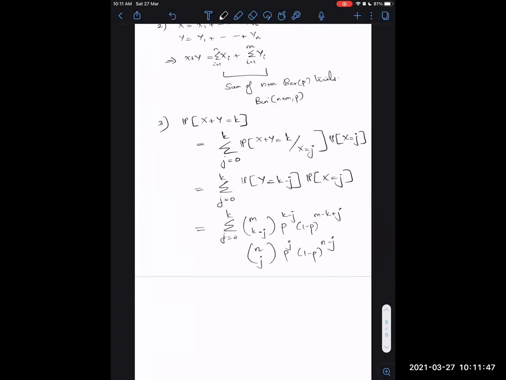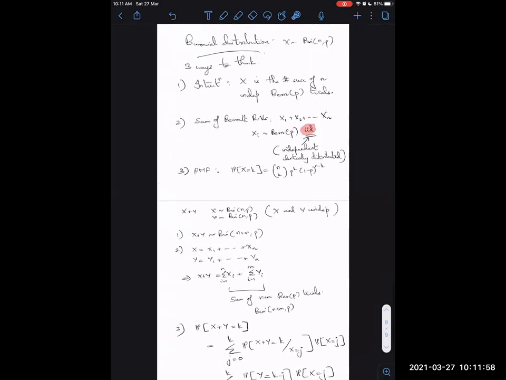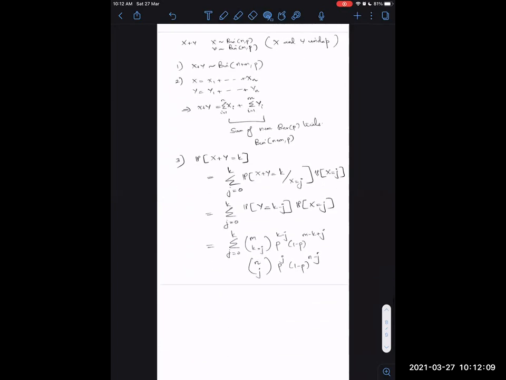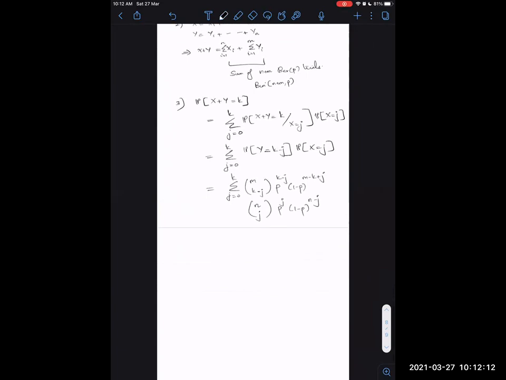Okay, so the first term is just the formula for the distribution of y. What I mean by the formula is, I'm just plugging in the value of y equal to k minus j, and this is what you will end up with. If you simplify this, you can see p to the j and p to the k minus j cancel out to give p to the k. All right.